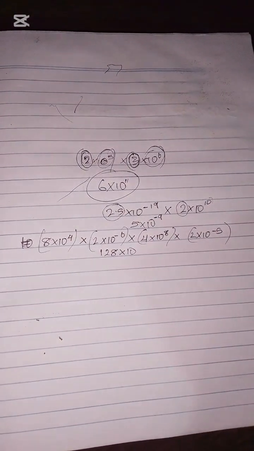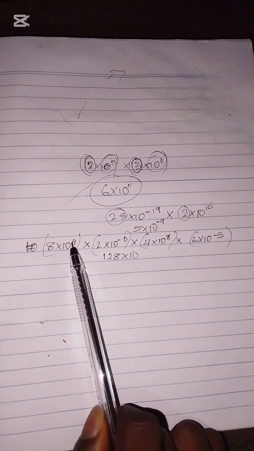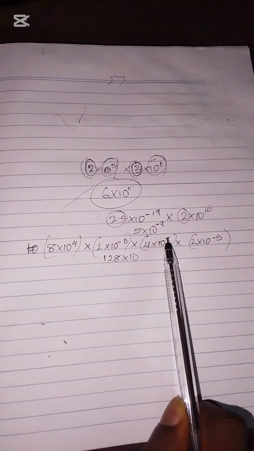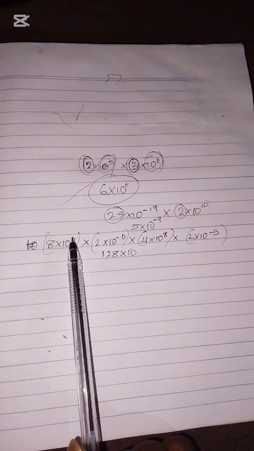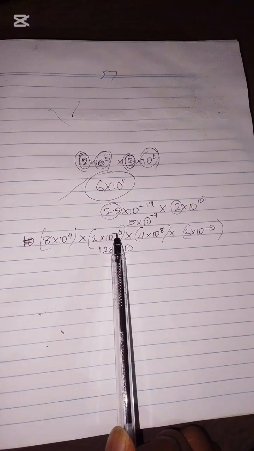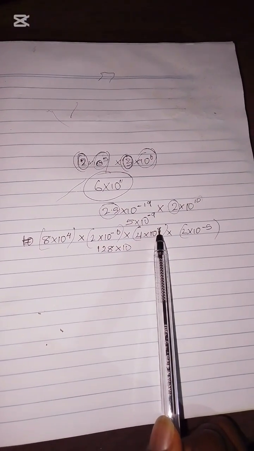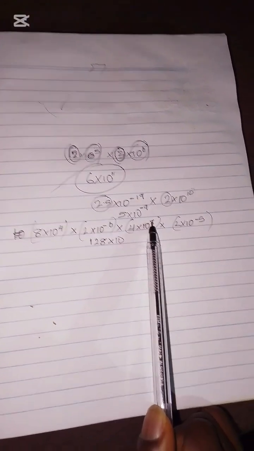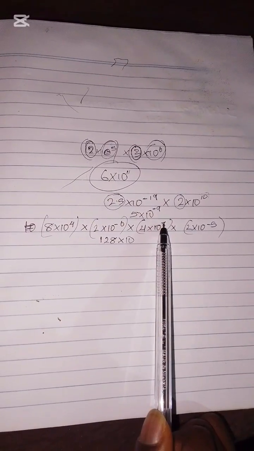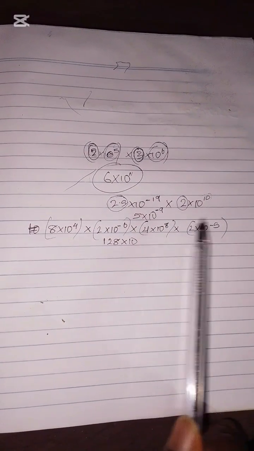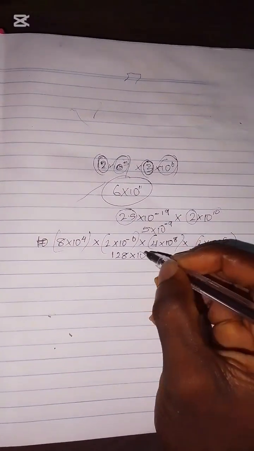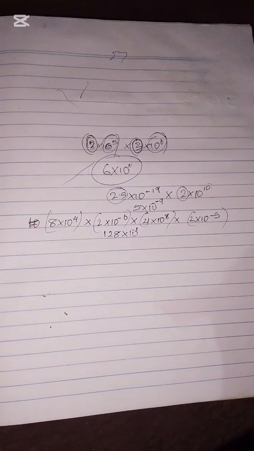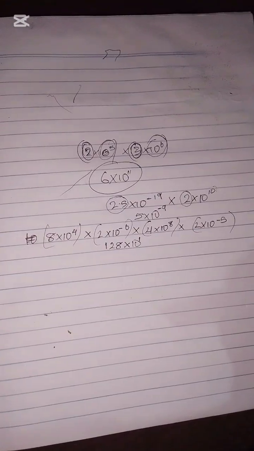Now I'm going to add all their powers together. This is 4, this is minus 6, this is 8, and this is minus 5. Let me add them up together. 4 plus minus 6 will give me minus 2. Minus 2 plus 8 will give me 6. And then 6 plus minus 5 will give me 1. So that's raised to power 1. So 128 times 10 to the power 1 is our answer.